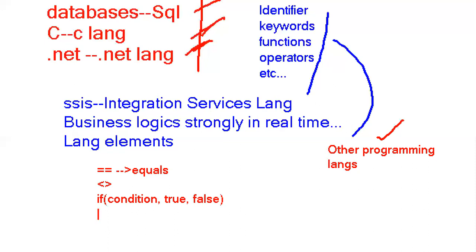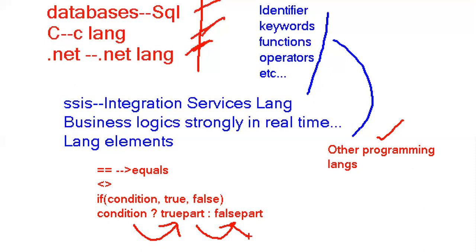Whereas in SSIS it is a question mark and colon: condition, question mark, this condition is true, this part false. That is the if clause. And if you want to use data types, in C language you will mention them like this: integer, string.